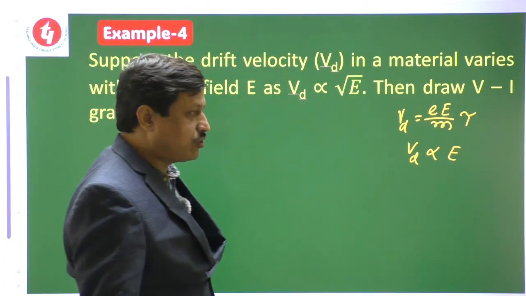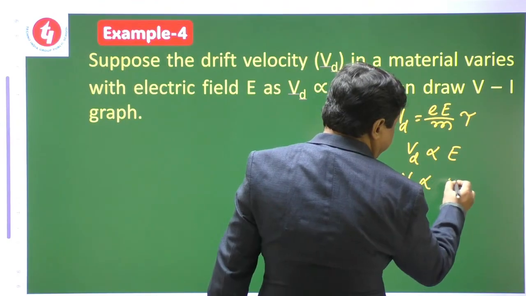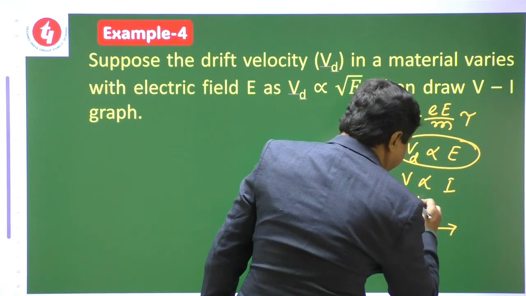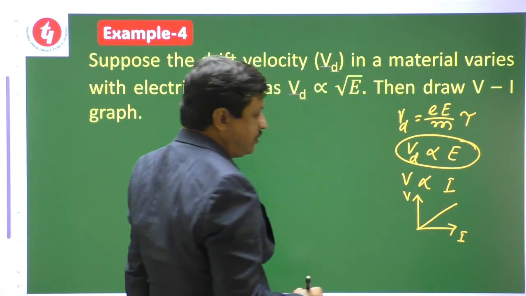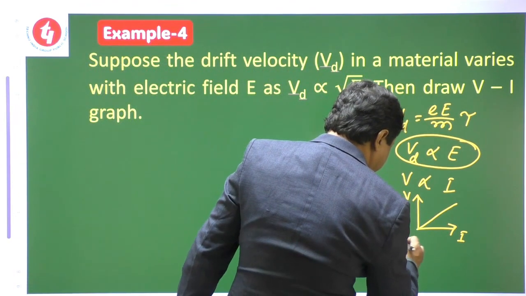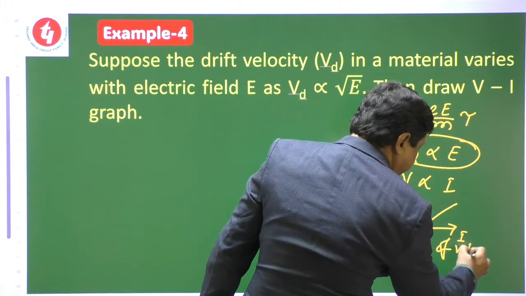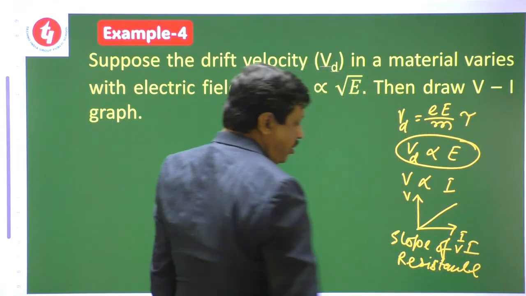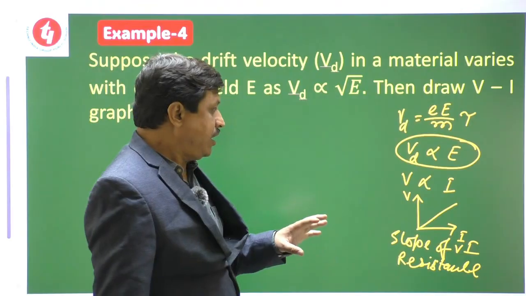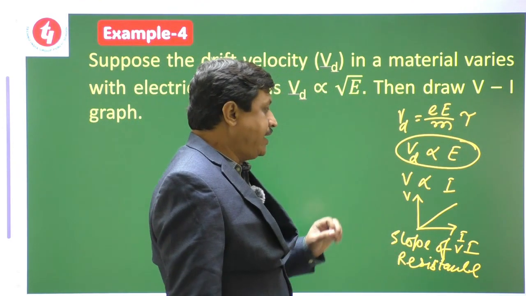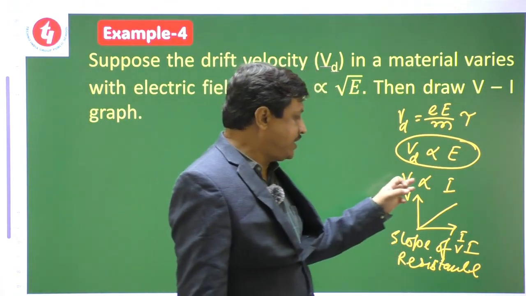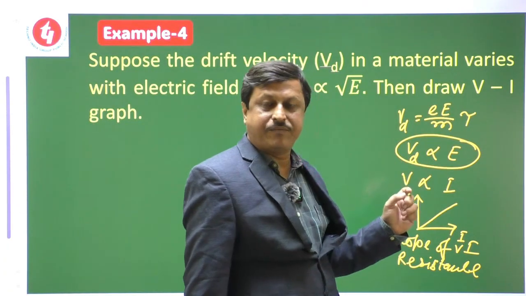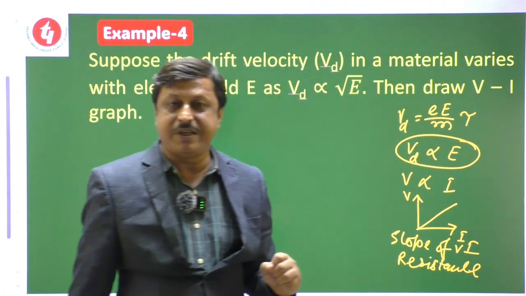And when drift velocity is directly proportional to E, you know that potential difference is directly proportional to I. So in this case, the VI graph will be a straight line passing through the origin. And the slope of this VI graph represents the resistance of the wire. Mind it, that is very important.